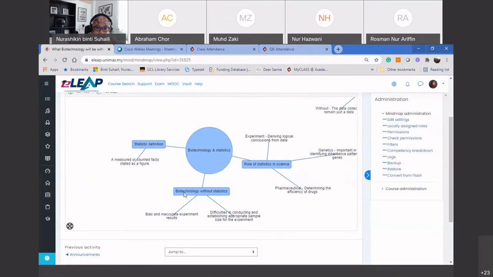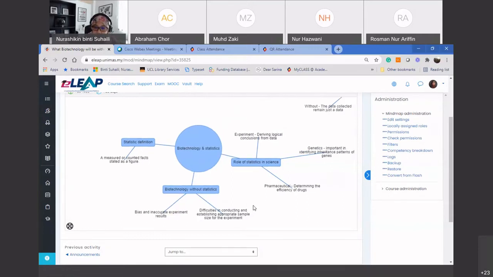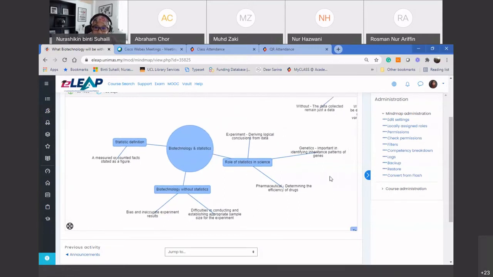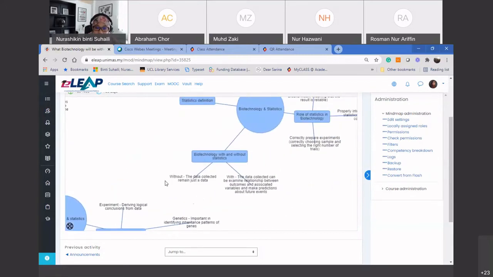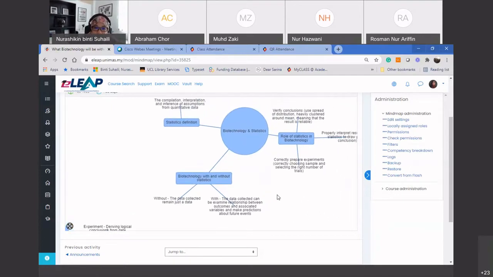Without statistics, inaccurate, and you will face difficulties. What else? Without statistics, data remain just data. Yes, that's very true. There are two stages. You do the experiment, you collect the data and observe, but after that you have to analyze. That is where statistics comes into play. Without statistical analysis, it will be just data. You do not know what happened to it, whether it's true or not. So you need statistics to analyze it.